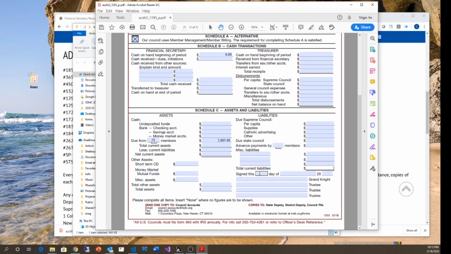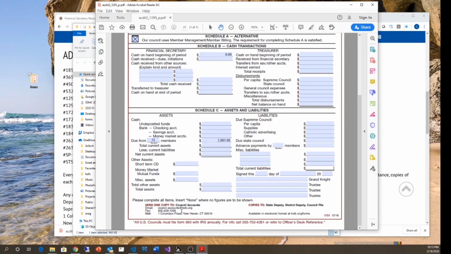You have to sign this form, so you have to sign it on the day, give it the date. You will have to save it, print it out, have the trustees and the Grand Knights sign it, and then you'll have to scan it in or use something like Microsoft Office Lens to take a picture of it and create a PDF that you can send in. Remember, you have to send it in to the council accounts here at kofc.org, and make sure you send it to your district deputy, and make sure that the financial secretary gets a copy of this.